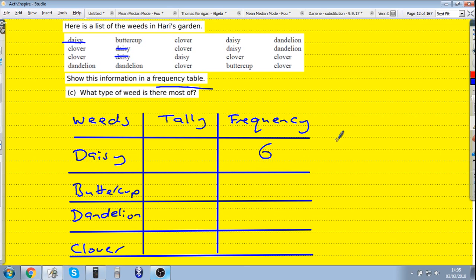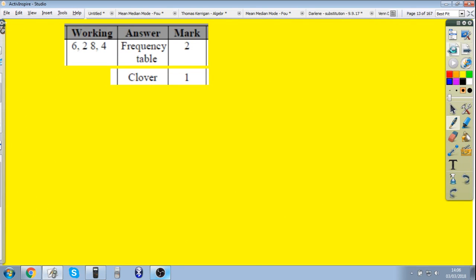Okay. Any questions there? Wait. So does that mean that to get 4 marks, I don't need to fill in the tally bit? You don't need tally. I would put it in just for yourself because it just makes it easier. You're less likely to make a mistake. Yeah. All right. Okay. It's up to you. But technically it's just the frequency that you need for a frequency table. Okay.